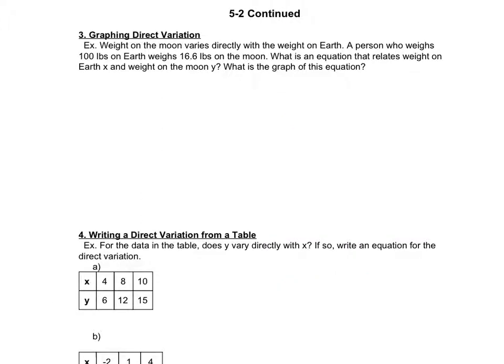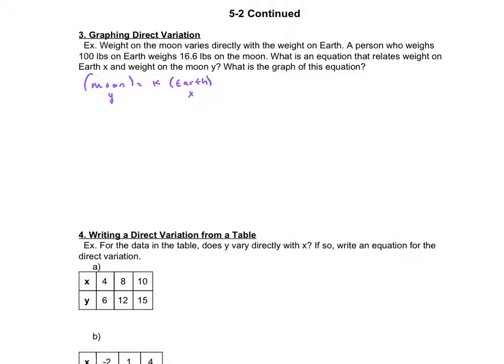Okay, so graphing direct variation, it says the weight on the moon varies directly with the weight on the Earth. Just doing a little bit of simple substitution there. So my moon is y, my Earth is x. And then it says a person weighs 100 pounds on Earth. A person who weighs 100 pounds on Earth weighs 16.6 pounds on the moon. What is the equation that relates weight on Earth x to weight on moon y?